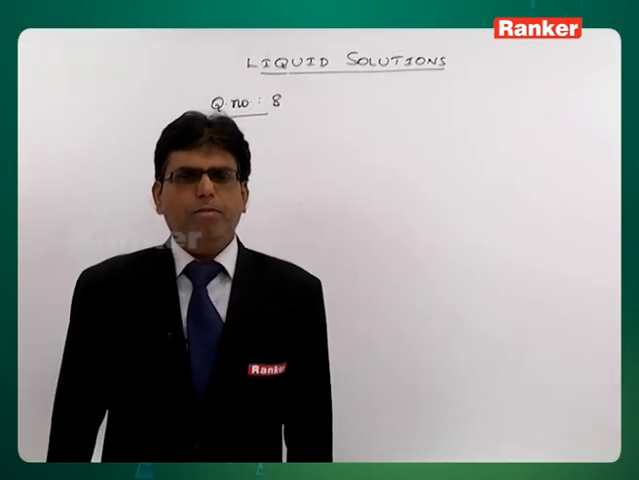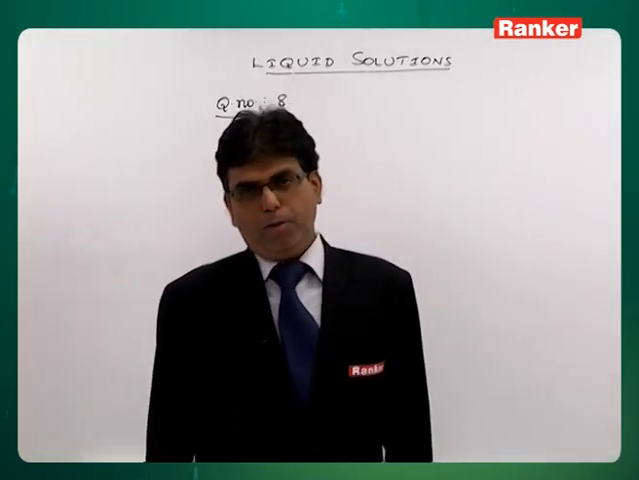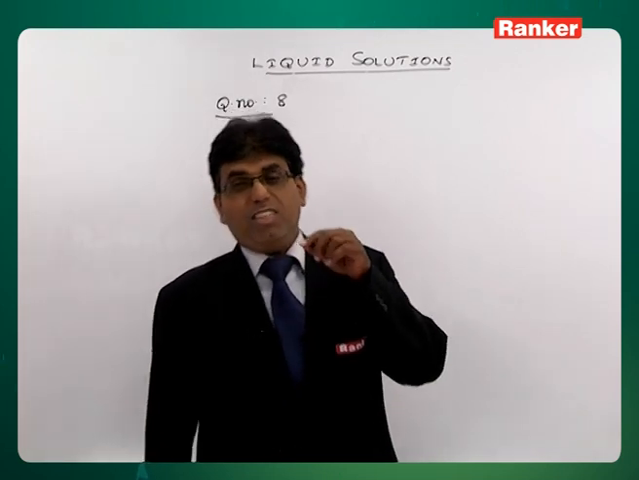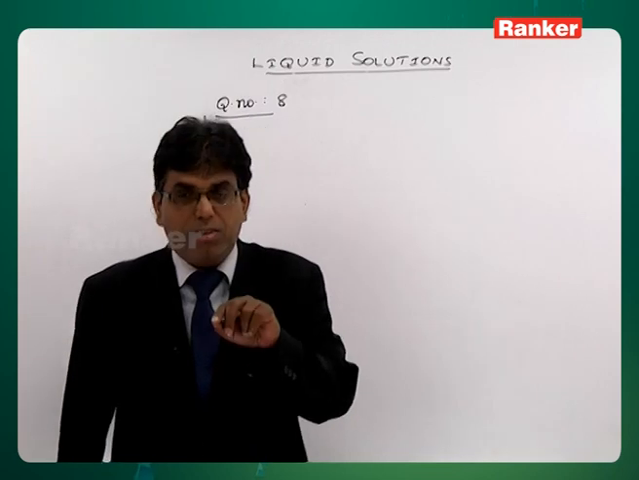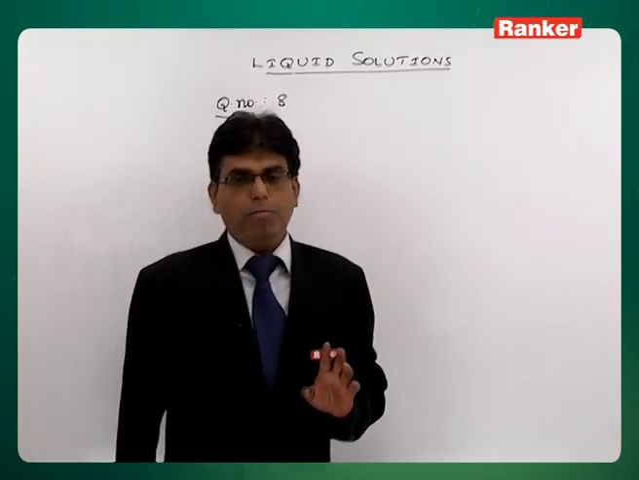Now, question number 8 says the boiling point of an azeotropic mixture of water and ethyl alcohol is less than that of the theoretical mixture. The boiling point of the azeotropic mixture of water and ethyl alcohol being less than that of the theoretical mixture means it is a minimum boiling azeotrope. If the boiling point of the azeotropic mixture is less than the boiling point of either of the liquids, then we call it a minimum boiling azeotrope.